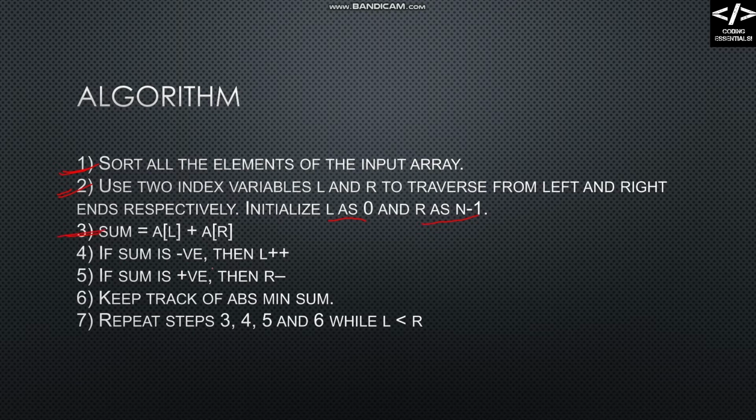Then if the sum is negative, we increment the left index, and if the sum is positive, then we decrement the right index. Why, I will tell you in the next slide. Keep track of the absolute minimum sum, and then repeat steps 3, 4, 5 and 6 while L is less than R. Okay, so this was the algorithm.